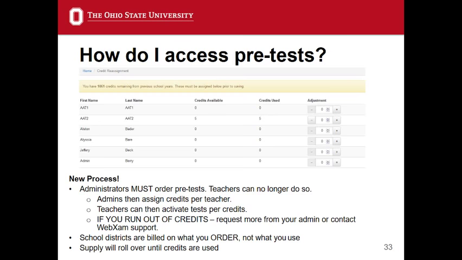And those must be done during the pre-testing windows. If you run out of credits or do not have enough, contact your administrator, or you can contact us and we can try to work with your administrator to get those reassigned to you so that you can test your students. They are rolled over, so if you don't use all of them, they are carried over to the following year unless your administrator decides to reassign them to somebody else. So they are available.